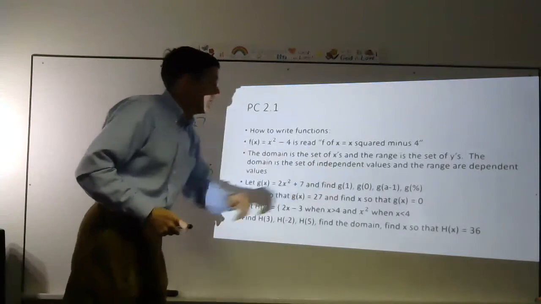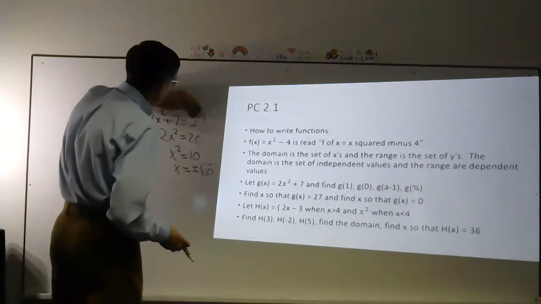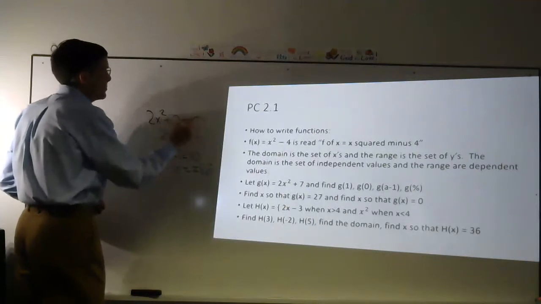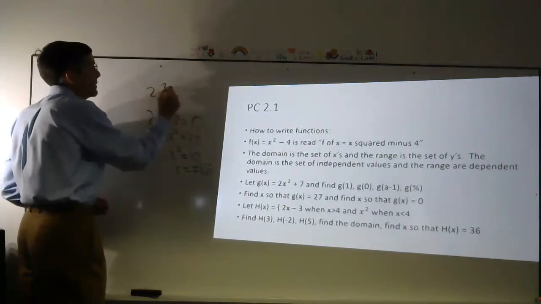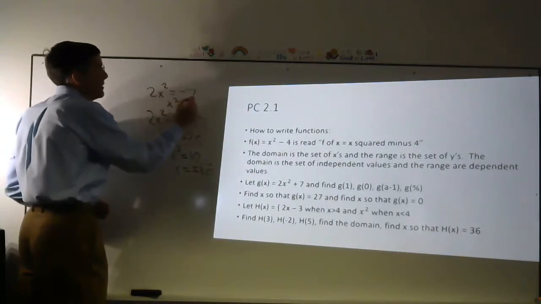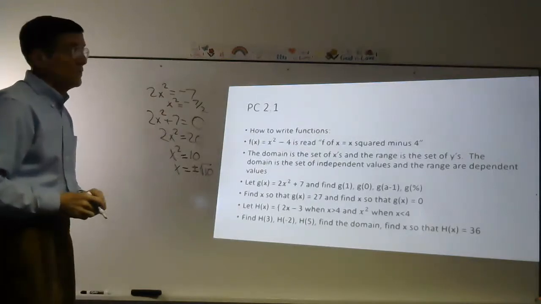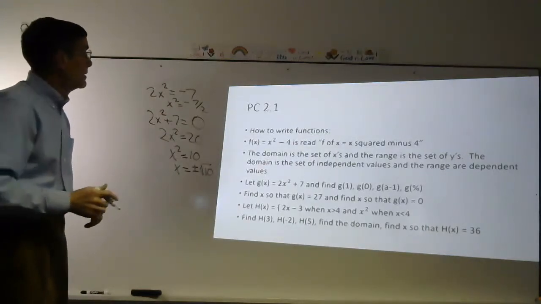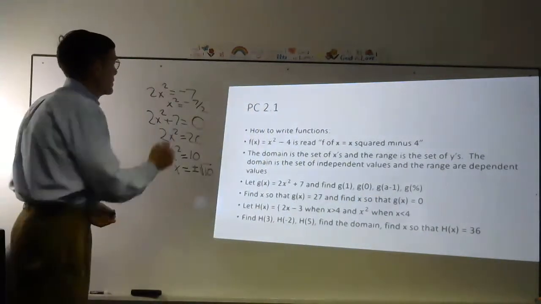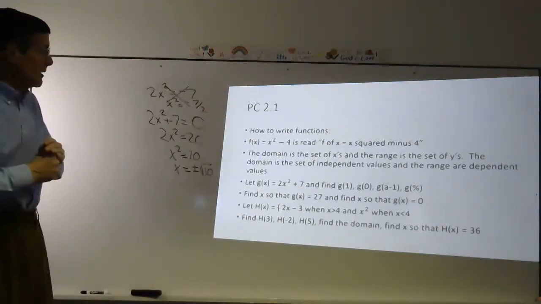Find x so that g of x is 0. We're doing the same thing again. We're just now setting this so that g of x is equal to 0. So subtract 7. 2x squared is negative 7. Divide by 2. X squared is negative 7 halves. And you can't take a square root of negative 7 halves. Okay? So this can never equal 0. Never. So there's no answer for when g of x is equal to 0. All right.